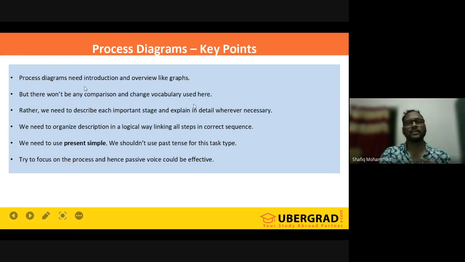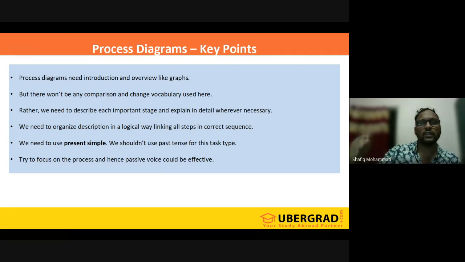Obviously, comparison is where we compare between two graphs and two pie charts kind of thing, right? That won't be there, it's saying, because it's a process, a continuation flow you need to write about. Rather, we need to describe each important stage and explain in detail wherever necessary. We need to organize the description in a logical way, linking all steps in correct sequence. Obviously, that is what we logically need to organize.